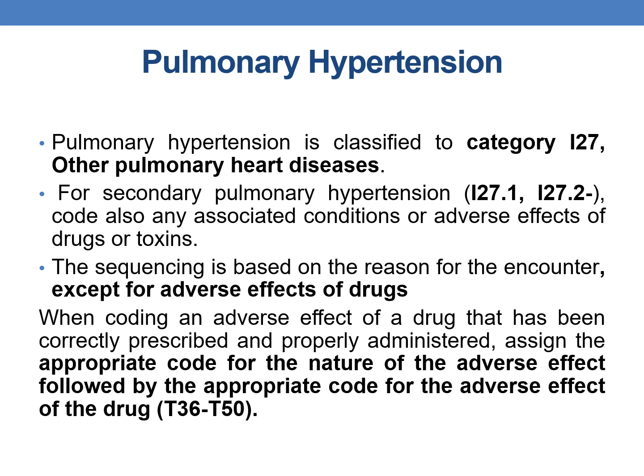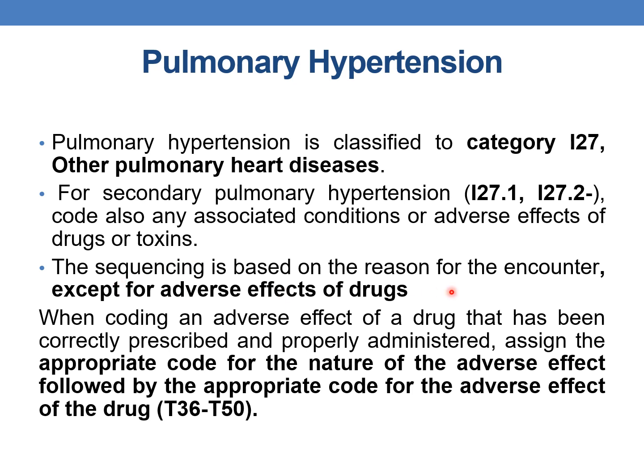Now coming to pulmonary hypertension. Pulmonary hypertension is also itself a very big topic. Here we are not going into details. As of now, pulmonary hypertension is classified to category I27, other pulmonary heart diseases. And for secondary pulmonary hypertension, you need to refer to the I27.1 and I27.2 series. Code also any associated conditions or adverse effects of drugs or toxins.